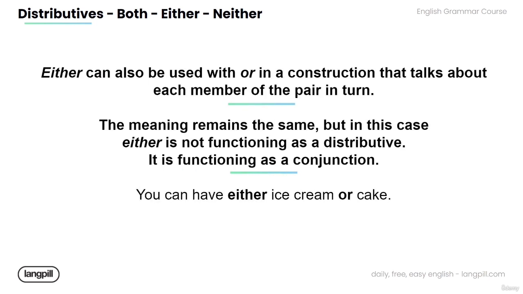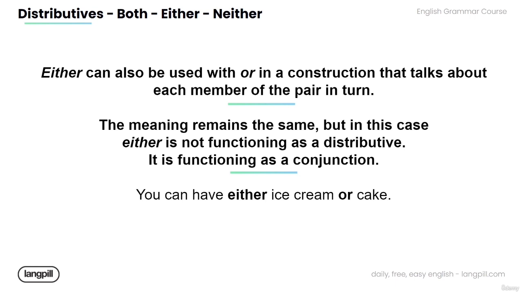Another way we can use either is to use it with this word here, or. So it's this phrase that you'll see a lot that goes either, then some words, and then or. We call this the either or phrase. And here, you're talking about each of the items in this phrase. Remember, either is with two items. So when you use either or, you're referring to both of these items in your sentence.